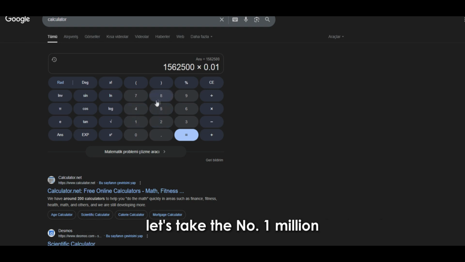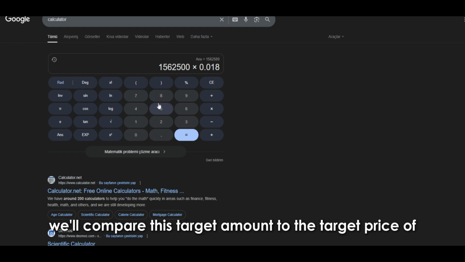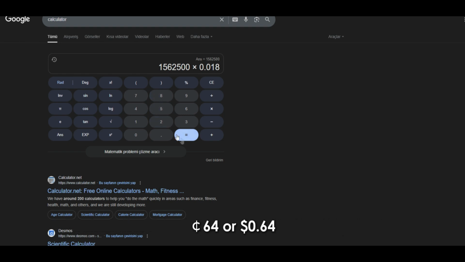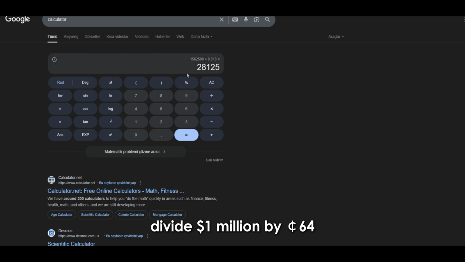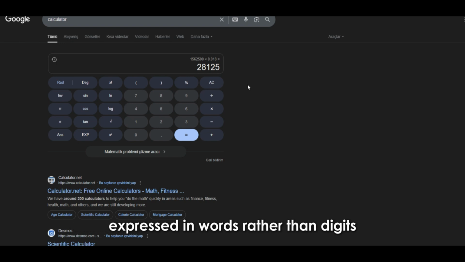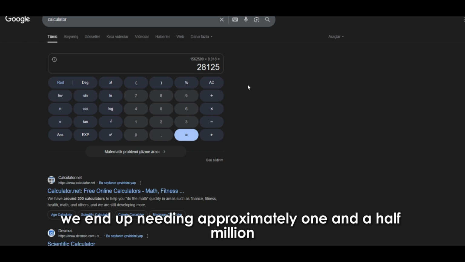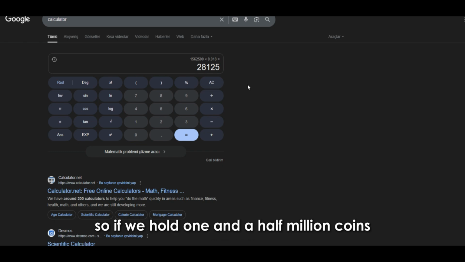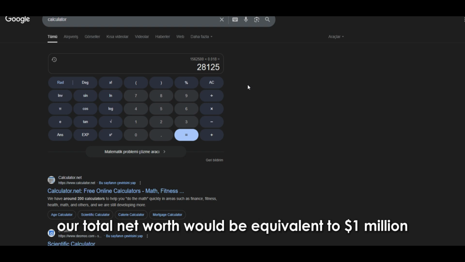But instead of stating this with just numbers, let's express it in words so it's easier to digest. Let's take the number 1 million. We'll compare this target amount to the target price of 64 cents, or $0.64. The calculation we'll perform is this: divide $1 million by 64 cents. This calculation will show us the number of XCN needed. When $1 million is divided by 64 cents, we end up needing approximately 1.5 million XCN. So if we hold 1.5 million coins and XCN reaches 64 cents, our total net worth would be equivalent to $1 million.